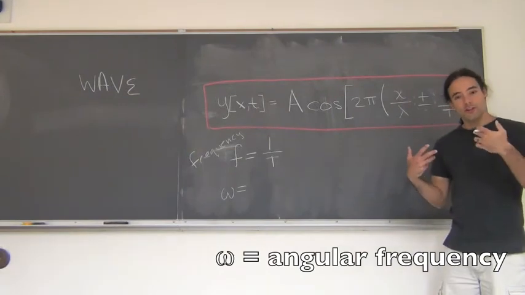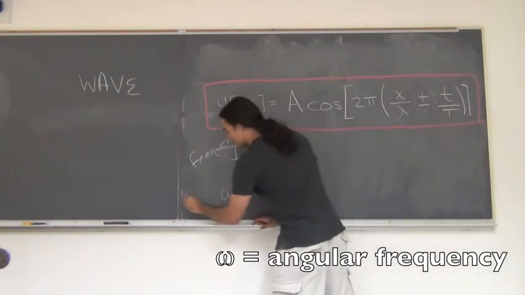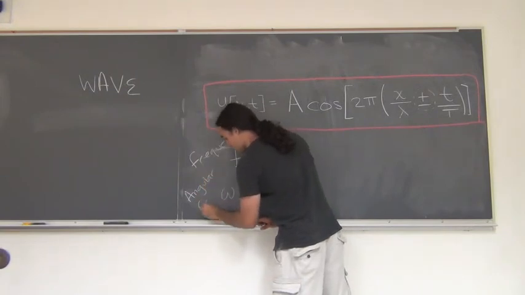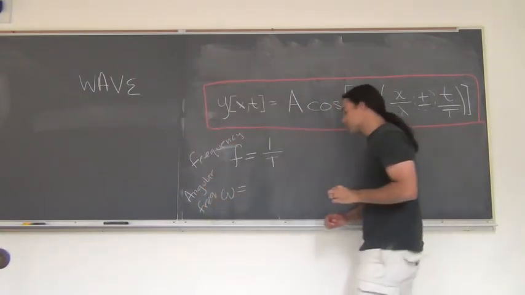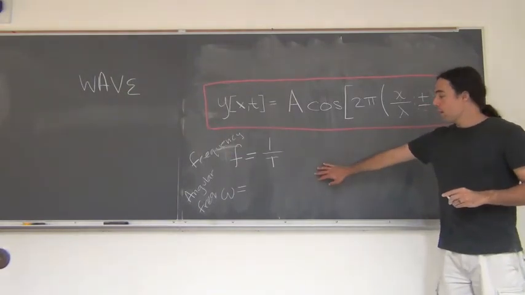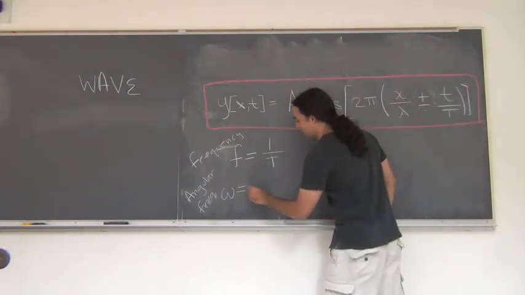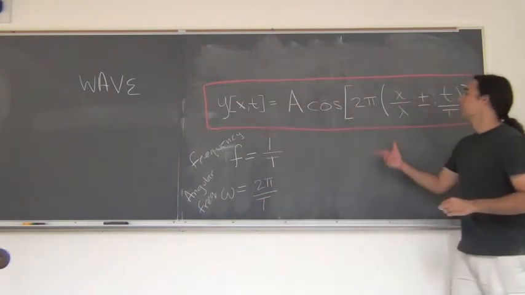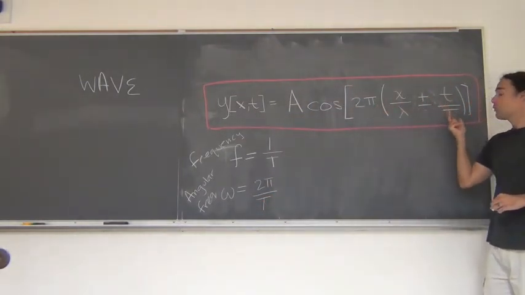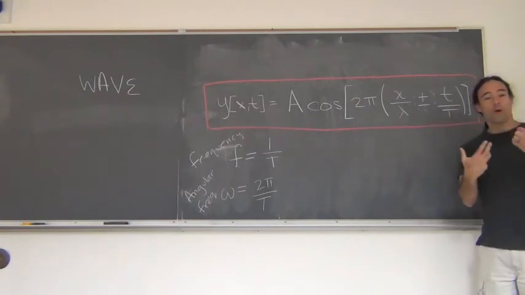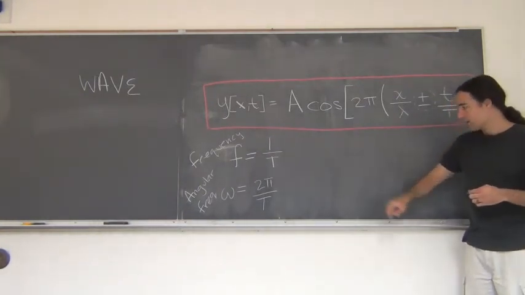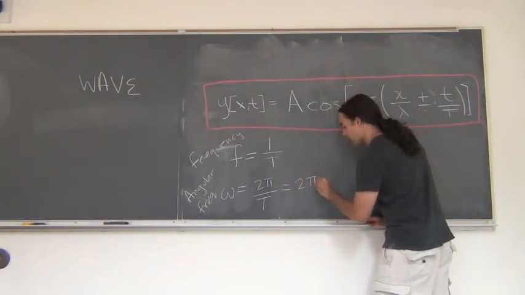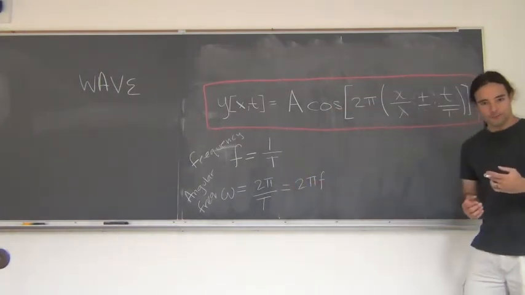We call this, sometimes you call this the angular frequency, which can be written this way. It will be written as 2 pi over the period. Basically, I absorb that 2 pi and the period into one variable that we call the angular frequency. We can also write this as 2 pi times the frequency.